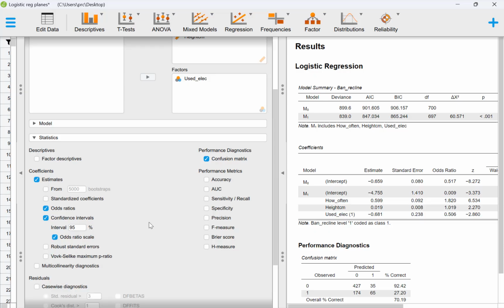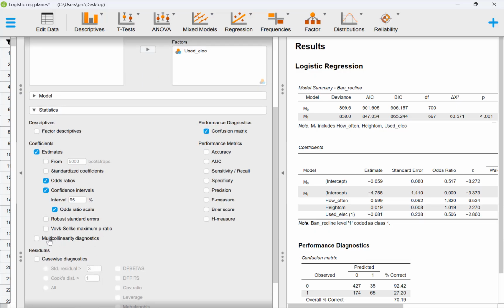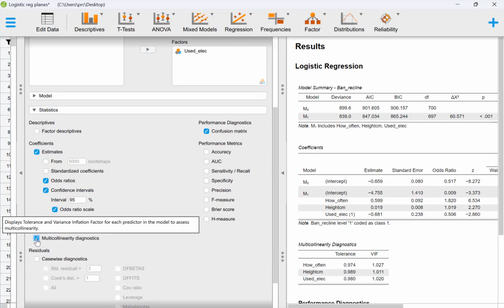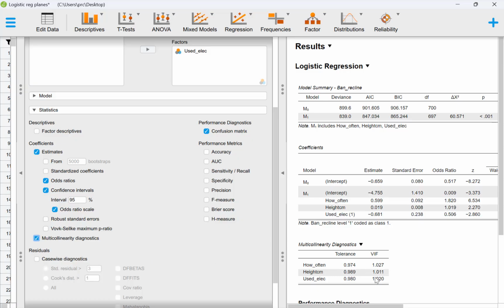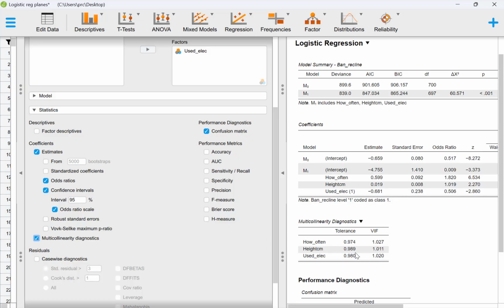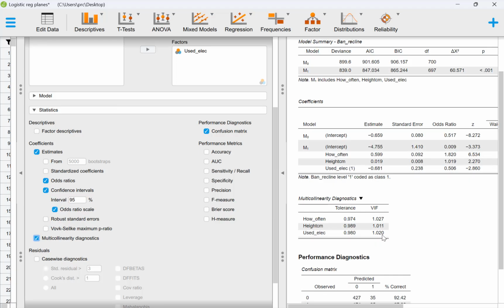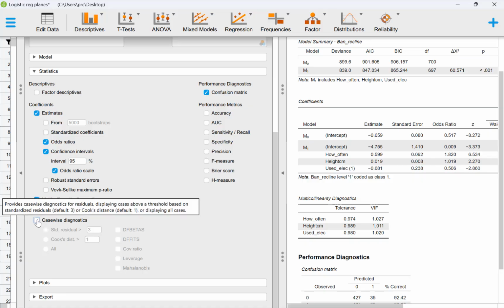We're just going to cover 2 more things very quickly. We can look at multicollinearity diagnostics. So we've got our tolerance and our variance inflation factor, which are just the opposites of each other. If your VIF's greater than 3, you may have some multicollinearity. Greater than 5, probably. Greater than 10, it's likely to be causing some severe issues in the model. And as you can see, all the VIFs are very near 1, so we don't have any problem whatsoever with that. We can also ask for case-wise diagnostics.